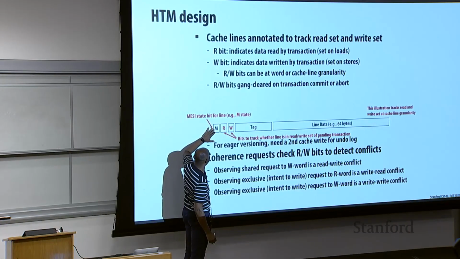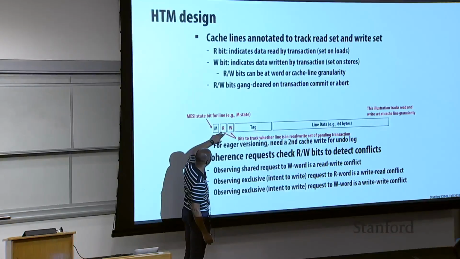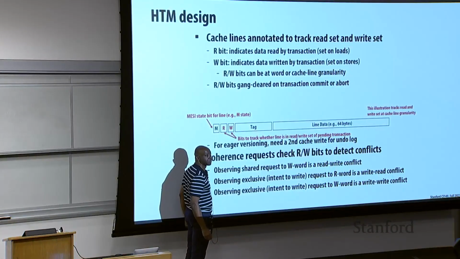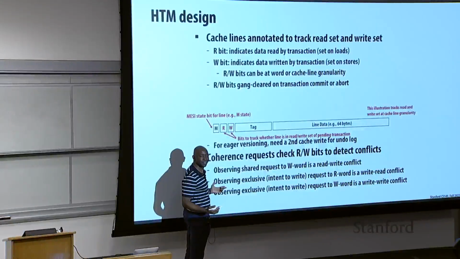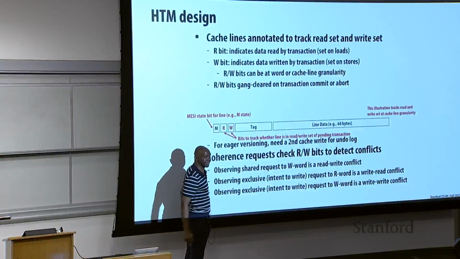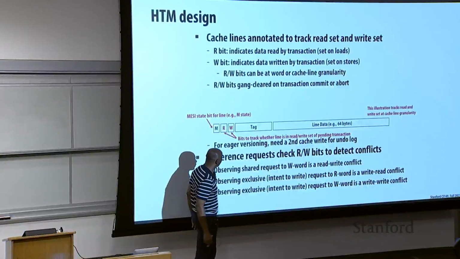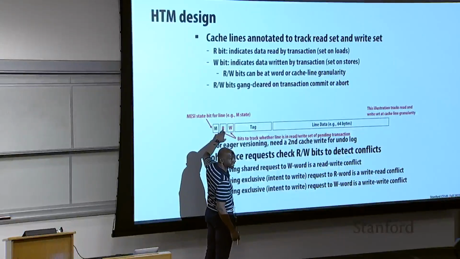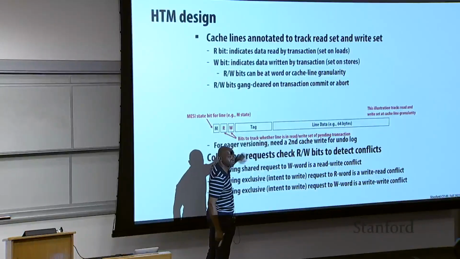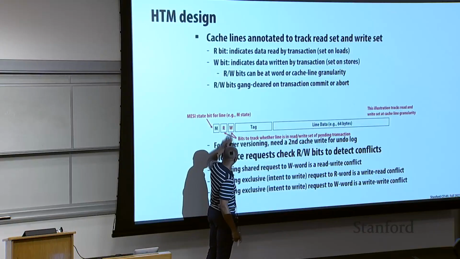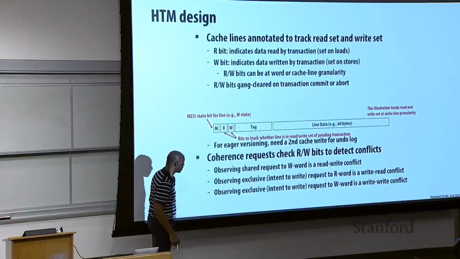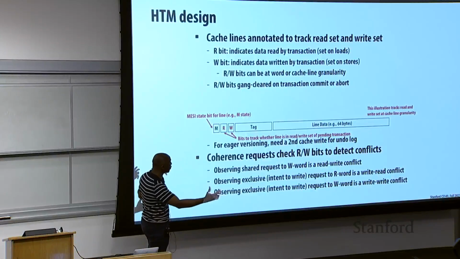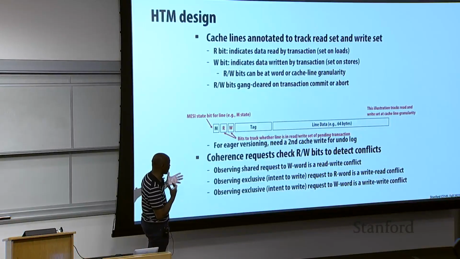Our coherence bits that we've already discussed, and we're going to add two other bits, an R bit and a W bit. What do these represent? The read and write state. If the R bit is set, it says this cache line is part of my read state. If the W bit is set, it says this cache line is part of my write state. Okay? So now you can think about how you do the conflict detection.